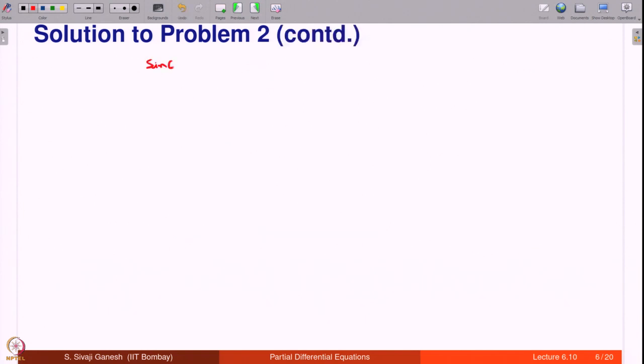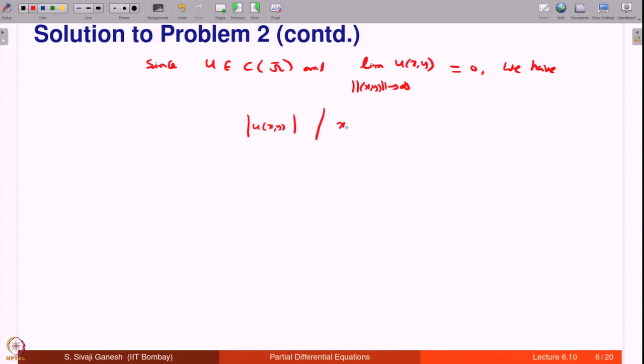So since u belongs to C(omega bar) and the limit is given to be 0, look at the modulus of u(x, y) as (x, y) varies in omega. Of course, this is a subset of R. This set is a bounded set, of course non-empty. Therefore, it has a supremum. So let M denote the supremum.